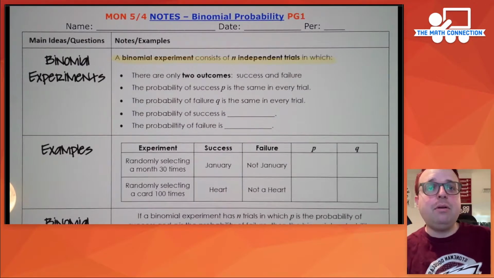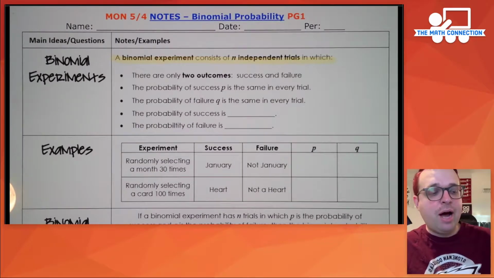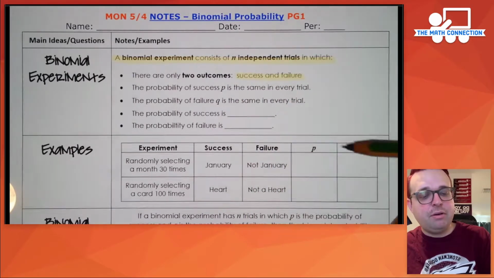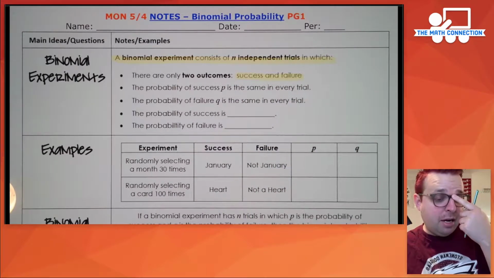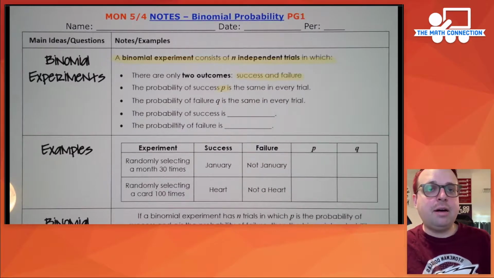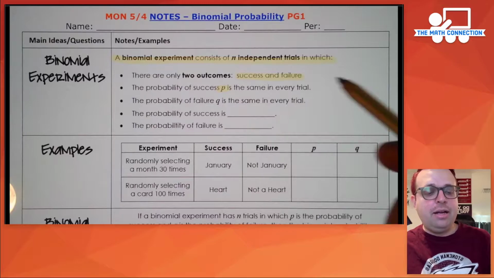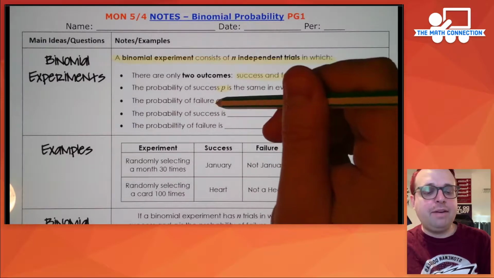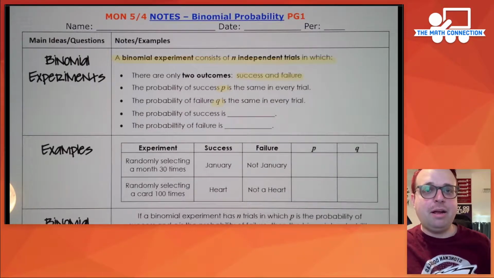So in a binomial experiment, there are only two outcomes, and that's either a success or a failure. And the probability of a successful outcome is going to be labeled by the variable p, and it's the same in every trial. And then the probability of failure will be q, and that's the same in every trial.